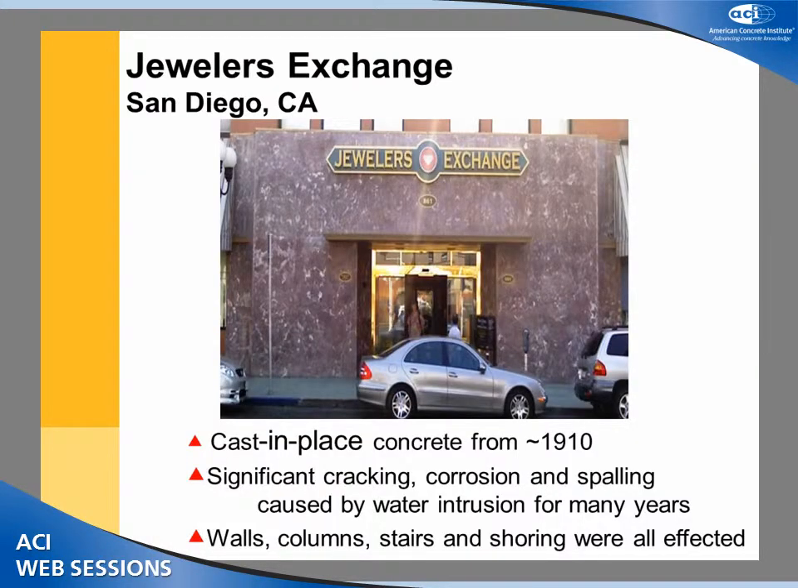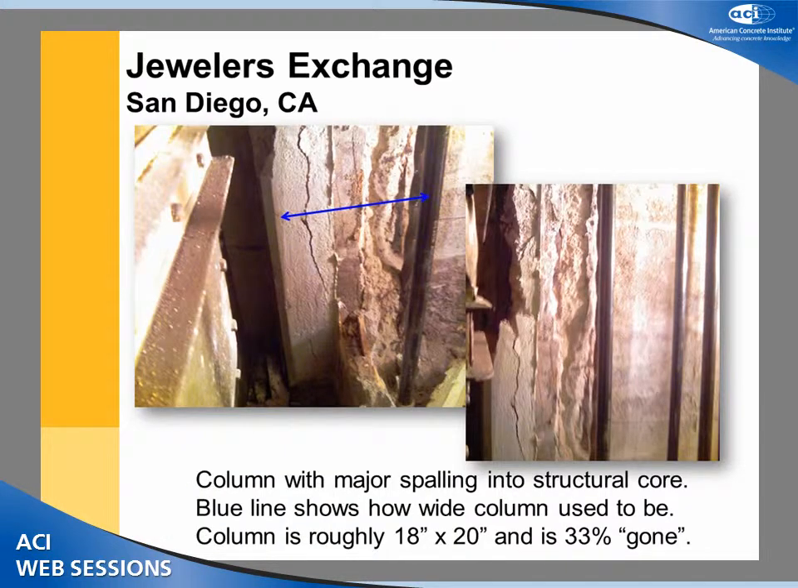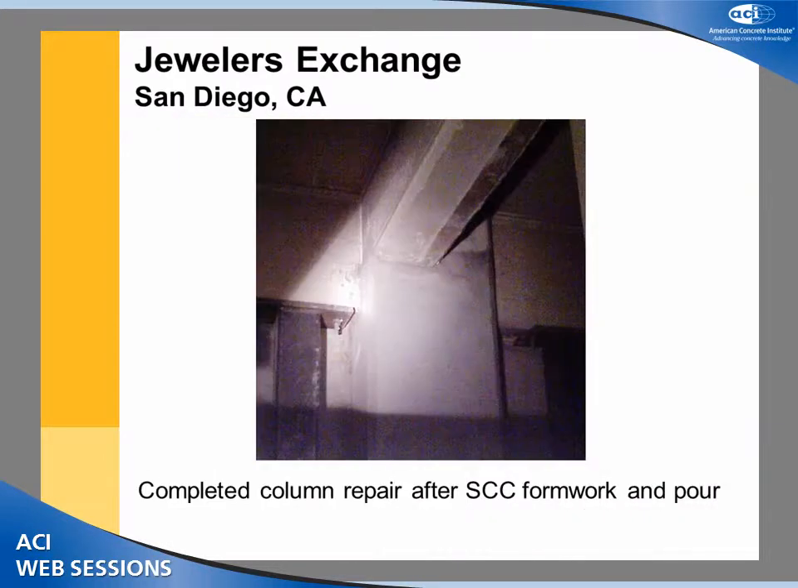Another project is called Jewelers X-Lane in San Diego, California. It's a cast-in-place concrete from a very old structure, about 100 years old. There was significant cracking, corrosion, and spalling caused by water intrusion for many years. Wall columns, stairs, and showrooms were all affected. This is the extent of the corrosion here, that you basically see this much of the concrete gone. About 33% of the concrete in the columns was gone. So, of course, you needed a mix that could flow well without segregation. And once again, the SCC in a bag solution came to the rescue, and the job was performed with that.